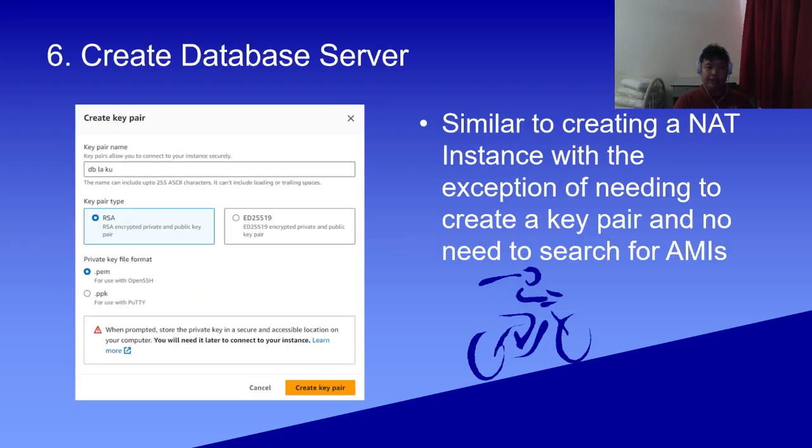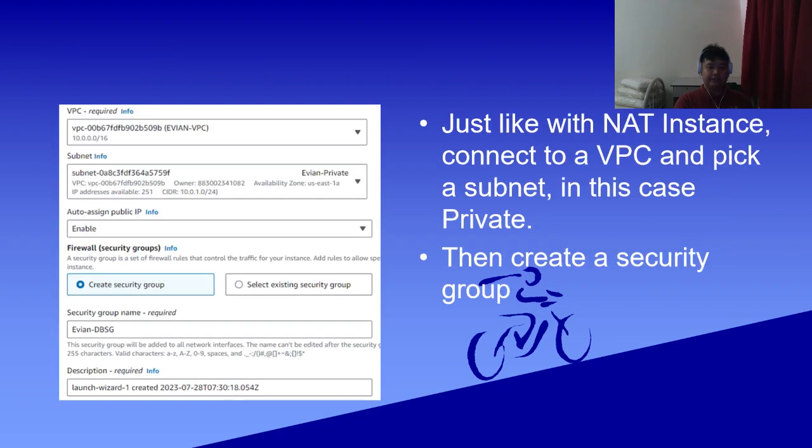Then we will need to create a database server, similar to creating an instance, but with the exception of needing to create a key pair, like in this picture, which is the database key pair, and we don't need to search for any Amazon machine image for the database. Then, just like with the NAT instance, we need to connect to a VPC, which is the event-VPC, and pick a subnet.